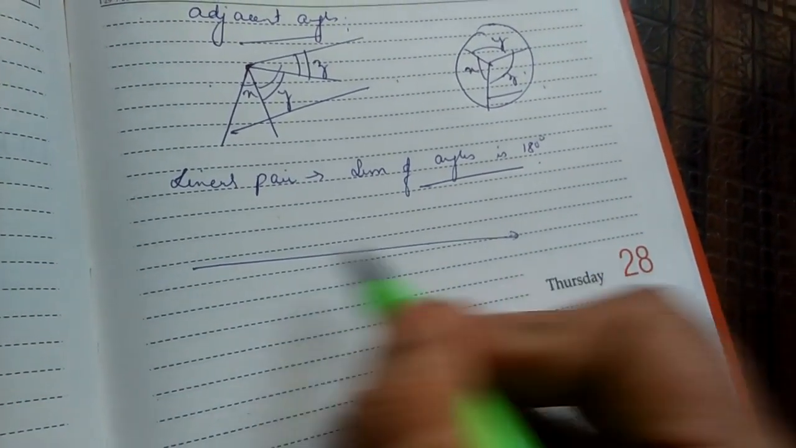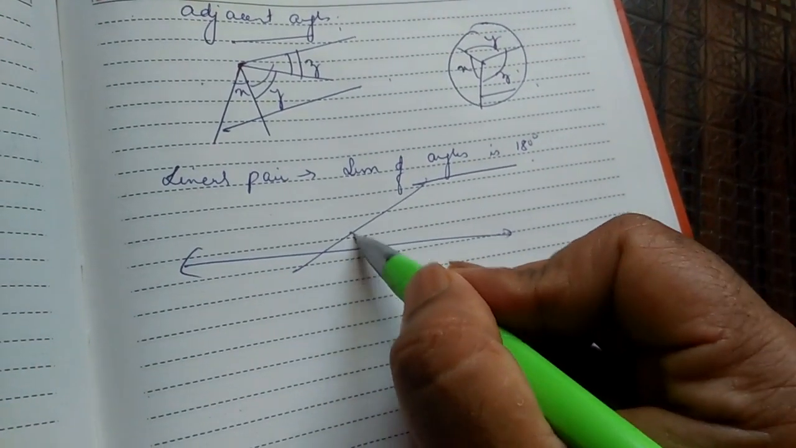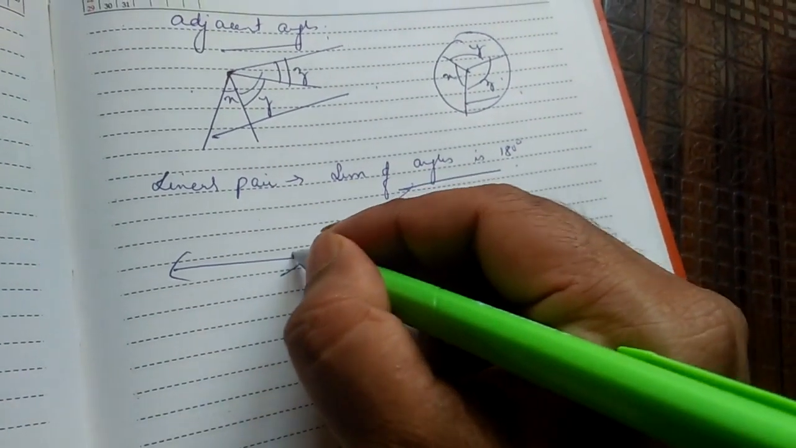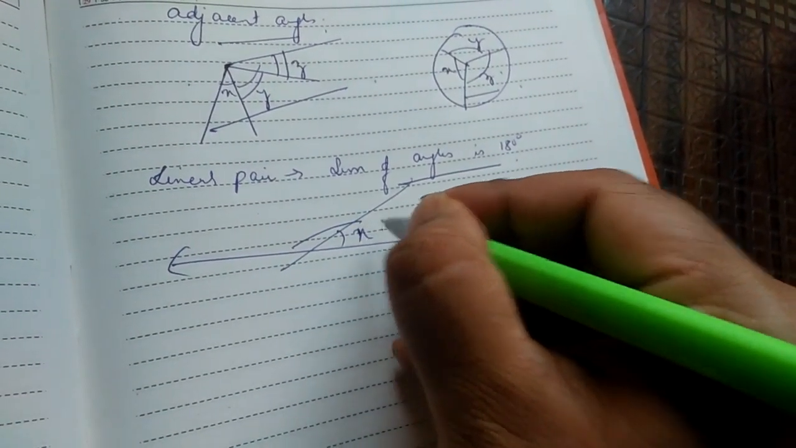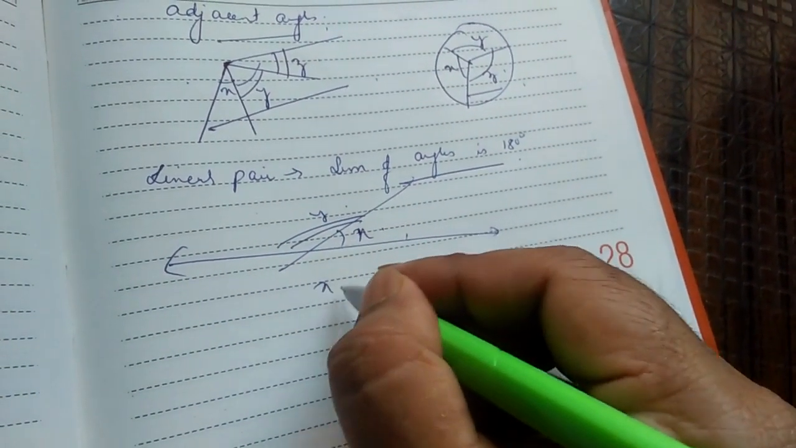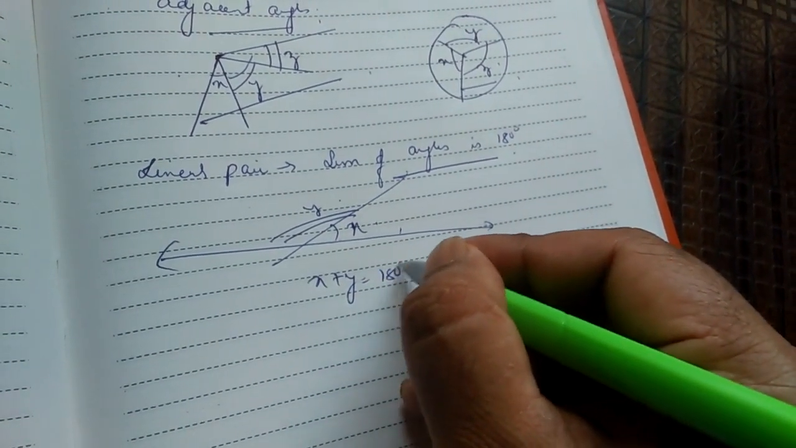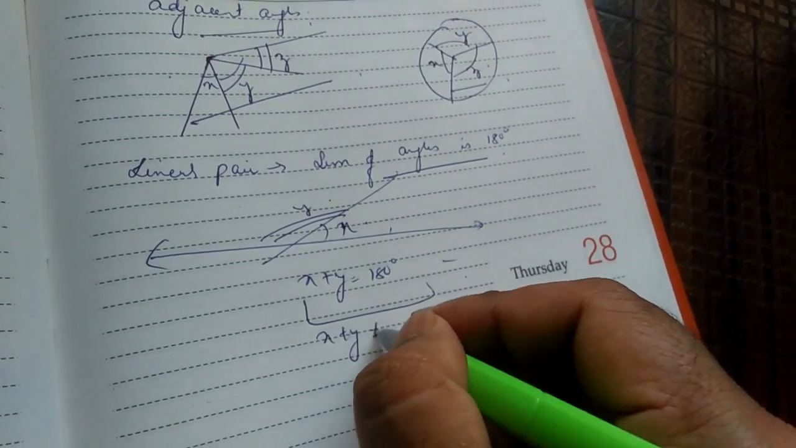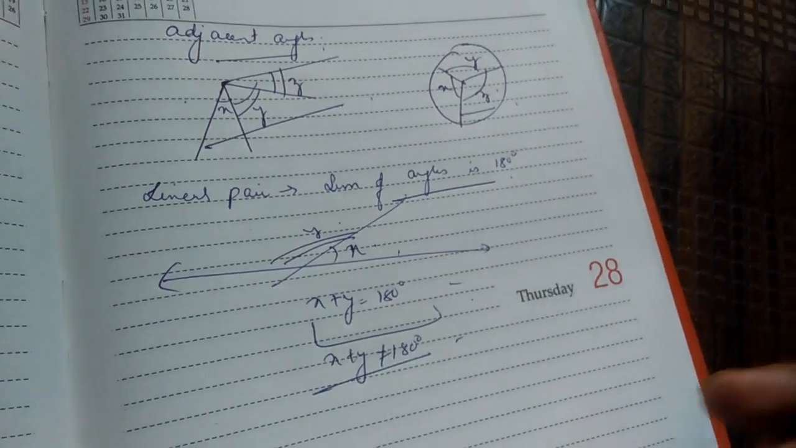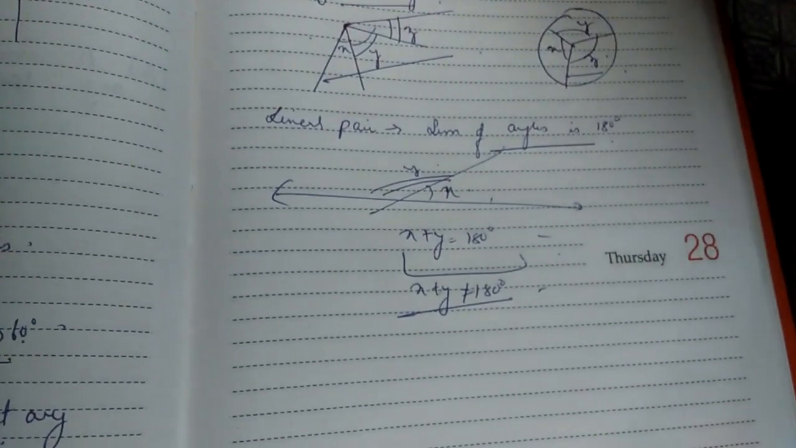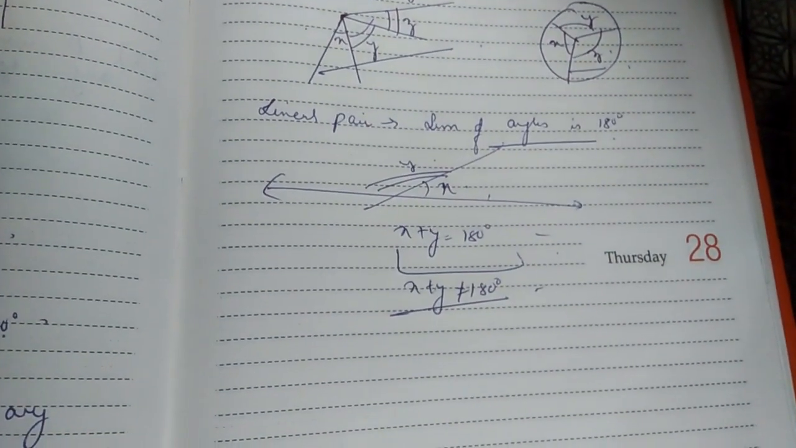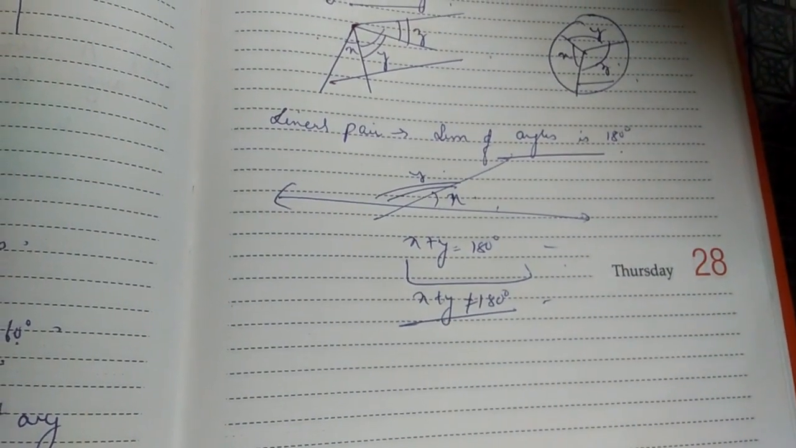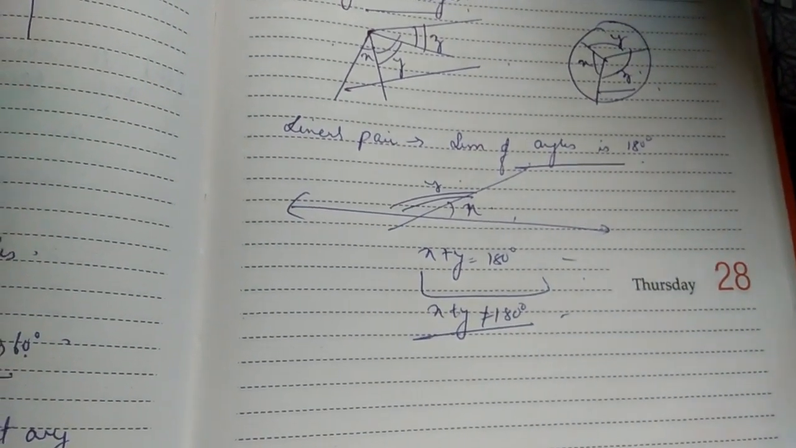So let's say this is a particular line segment. Okay, so this is angle X, this is angle Y. So if X plus Y is equal to 180 degree, they are linear pair. If X plus Y is not equal to 180 degree, then they are not linear pair. Okay, this is simple enough. Okay, so now let's discuss next set of angles.